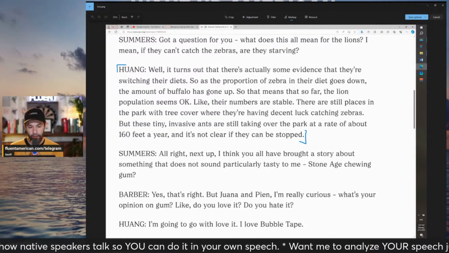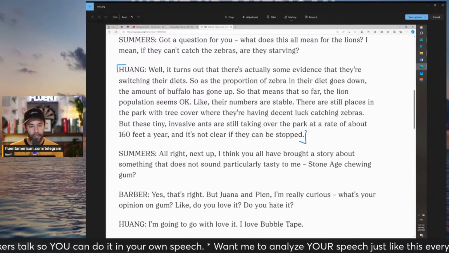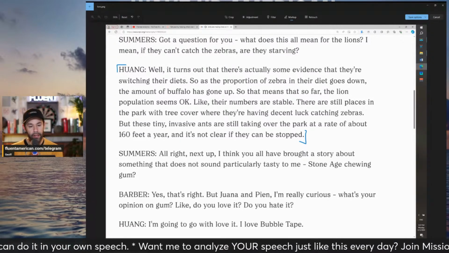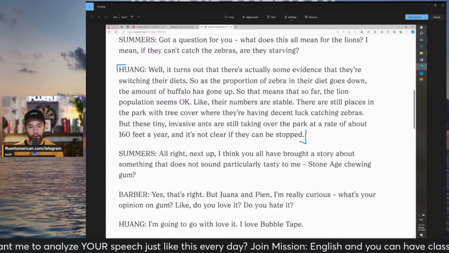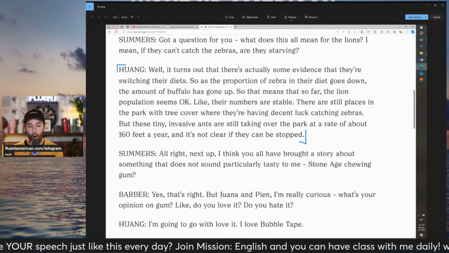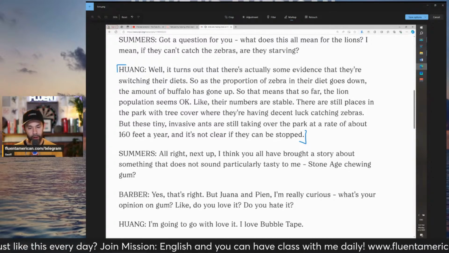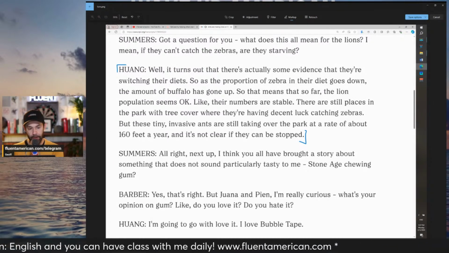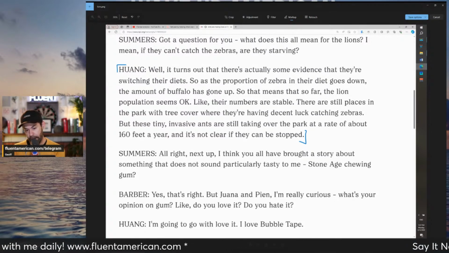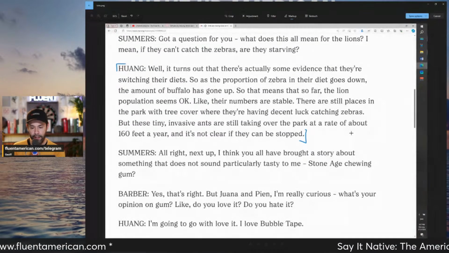Well, it turns out there's actually some evidence that they're switching their diets. So as the proportion of zebra in their diet goes down, the amount of buffalo has gone up. So that means that so far, the lion population seems okay, like their numbers are stable. There are still places in the park with tree cover where they're having decent luck catching zebras, but these tiny invasive ants are still taking over the park at a rate. Okay, so that's how far I could get on a single breath.